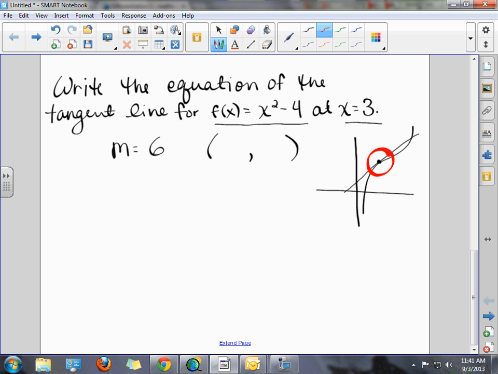So this is going to be the point 3, f of 3. And so I just need to figure out what f of 3 is. So let's see, 3 squared is going to be 9 minus 4, so that's going to be 5. This is the point I'm going to use. And then we have two kinds of ways we can write the equation of a line. The one I like is the easiest one, and that's just your point-slope form.